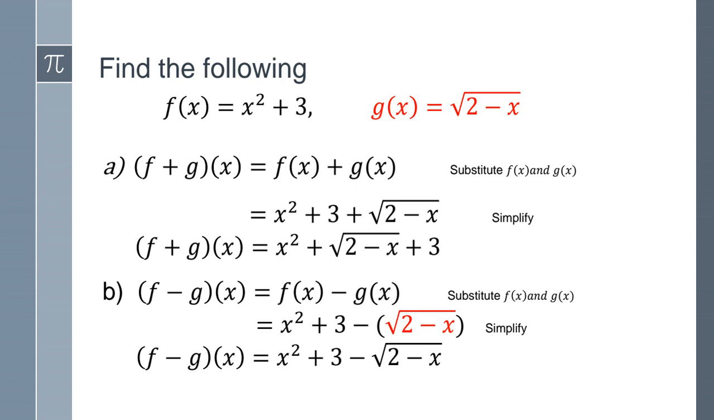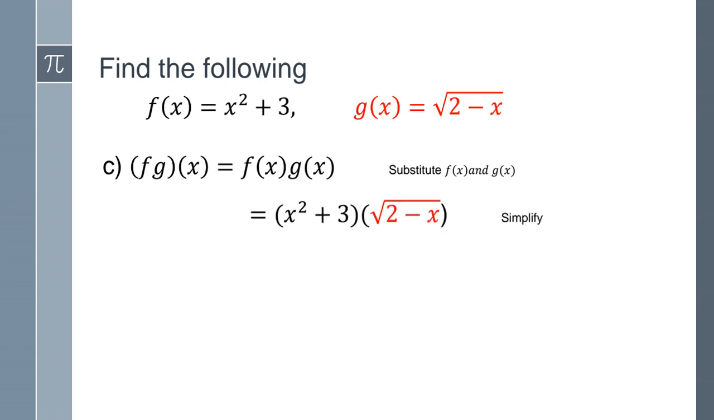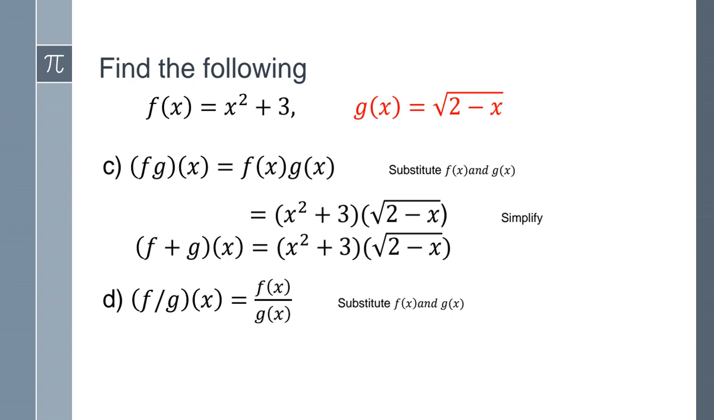Okay? So let's go ahead and do the multiplication of f of x with g of x. So we have x squared plus 3 times the square root of 2 minus x. Again, we're going to do the simplification. And I believe you can leave this answer like this. Now, I believe the computer will also accept x squared times the square root of 2 minus x plus 3 times x, the square root of 2 minus x. But again, you can leave it just like that.